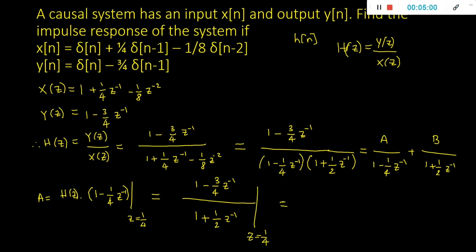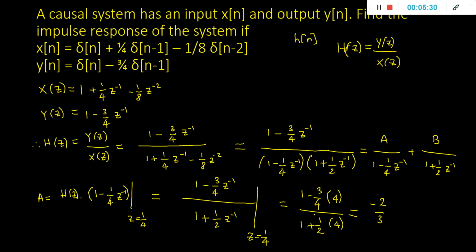So I'm going to substitute the values over here. So this will be 1 minus 3 by 4. Now z inverse. So if z is equal to 1 by 4, obviously z inverse is going to be equal to 4 divided by 1 plus 1 by 2 into the value of z inverse, which is equal to 4. So now this actually gets evaluated as minus 2 by 3. So this is the value of A.